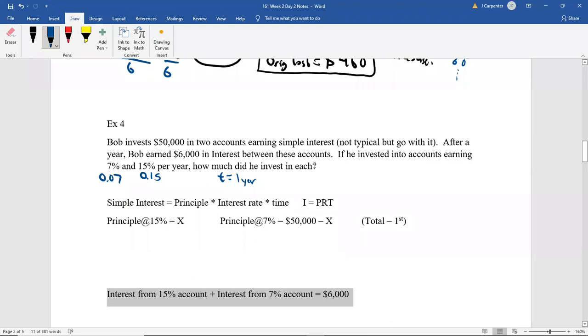So now let's fill in the equation with our numbers and variables. What's the interest from the 15% account? It's its principal times its rate times its time. Now with a time of 1, we don't really need to write the 1. We can. It's really just the principal times the rate, where the principal is X and the rate is 15%, 0.15. How much interest from the 7% account? Well, that's the principal of 50 grand minus X times its rate of 0.07.